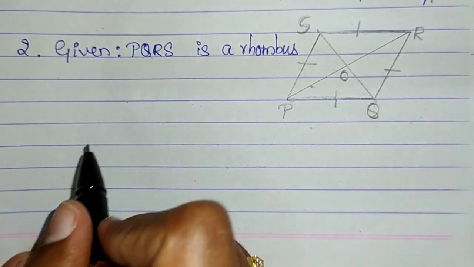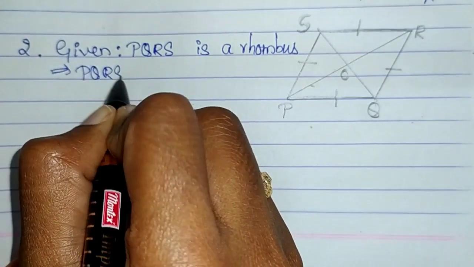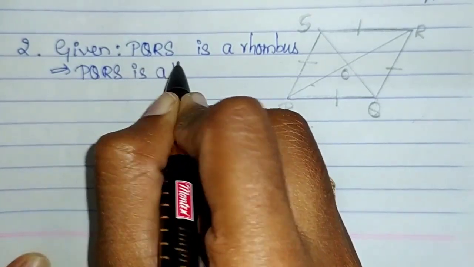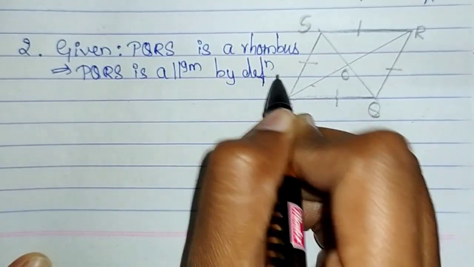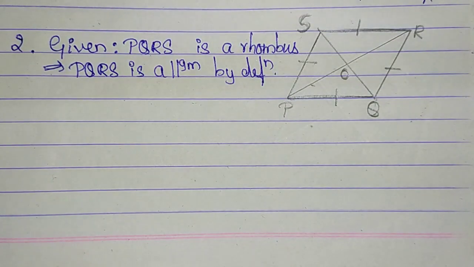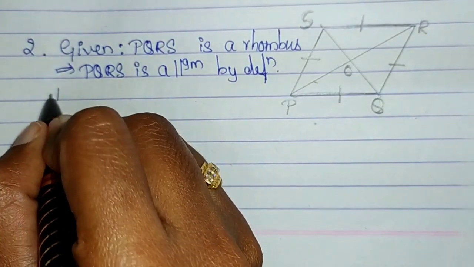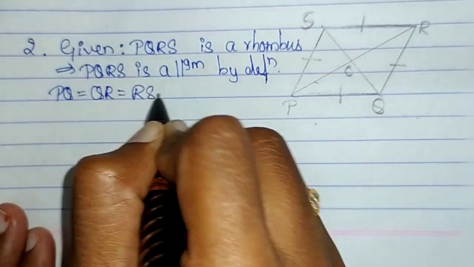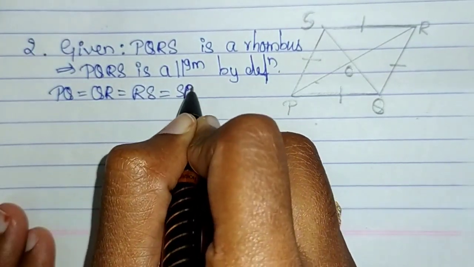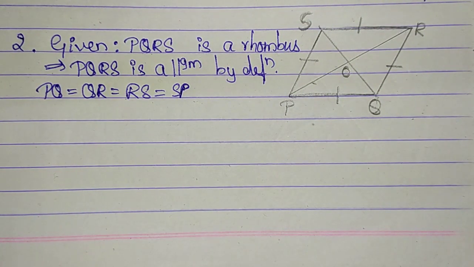So given PQRS is a rhombus, this implies PQRS is a parallelogram by definition. Definition of a rhombus, PQRS is a parallelogram too. So also we know that PQ is equal to QR is equal to RS is equal to SP, because it is the property of the rhombus to have all sides not only parallel but equal to one another.